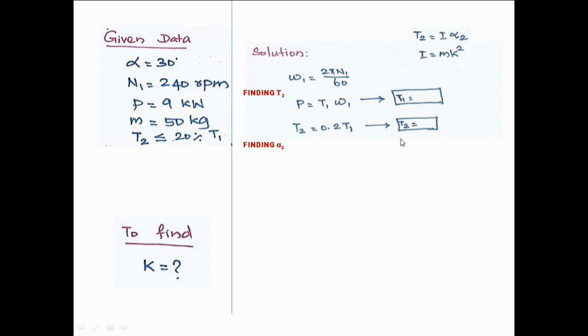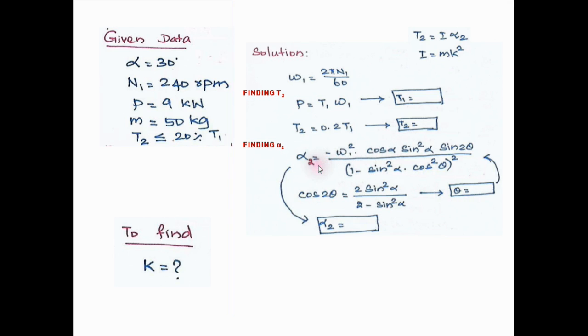Finding alpha 2. Alpha 2 can be found from this formula, but for this formula we need theta. That theta can be easily found from this formula. So first use this formula, find out theta, substitute theta values in this equation. You can get alpha 2. Now we are ready with T2 and alpha 2.